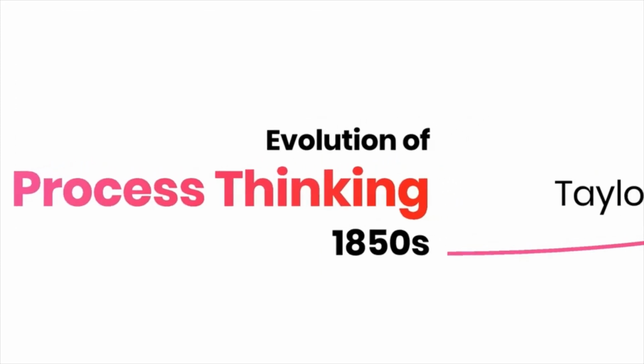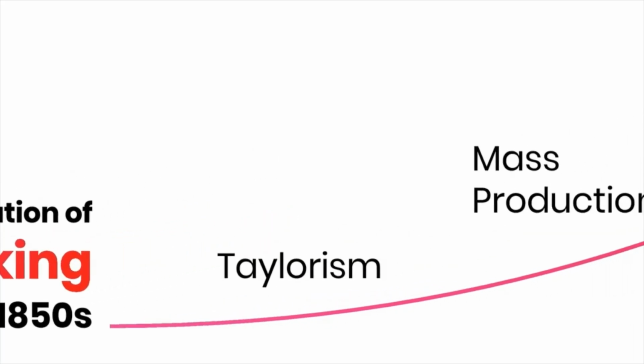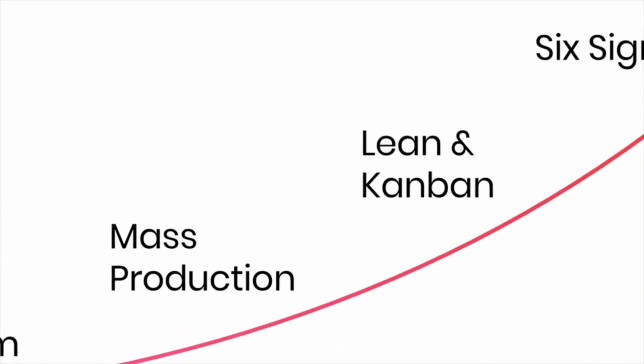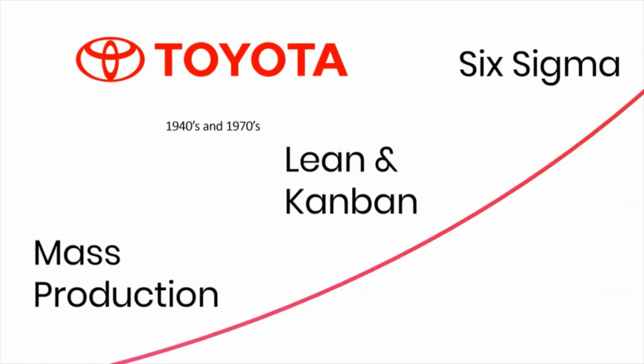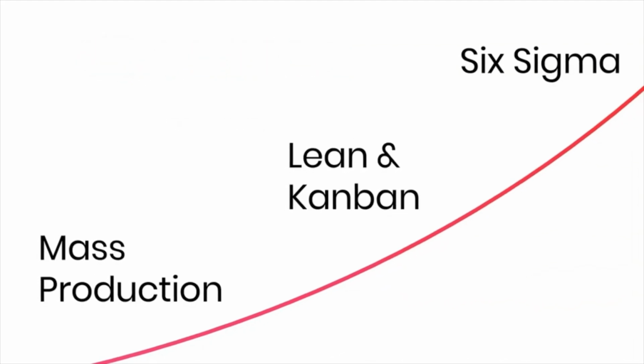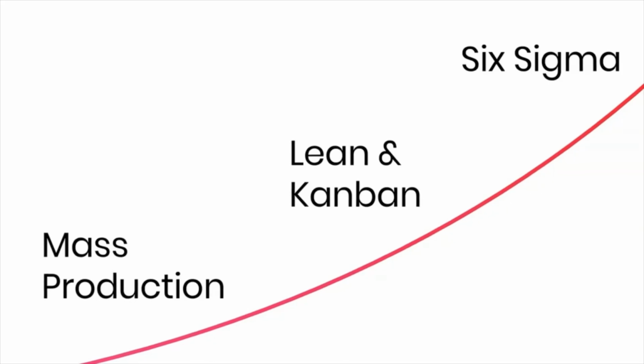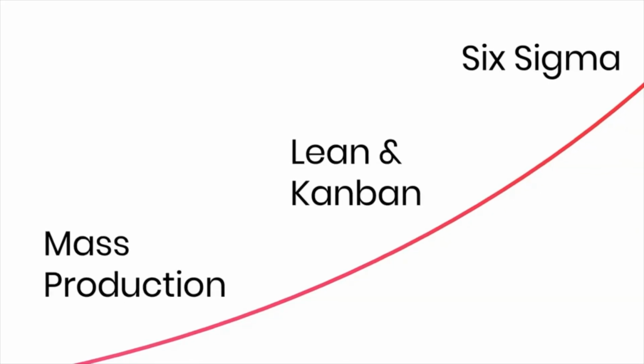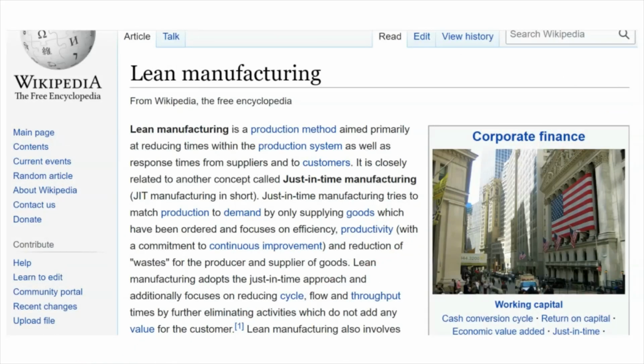Between the 1940s and 1970s, the Japanese car manufacturer Toyota started to make some serious advances in process management systems. These methods are nowadays known as lean manufacturing. Lean manufacturing is a production method that focuses on minimizing waste within manufacturing systems, whilst simultaneously maximizing productivity.